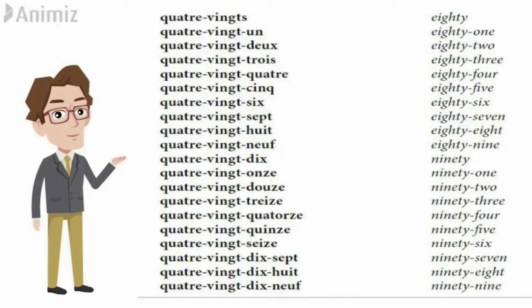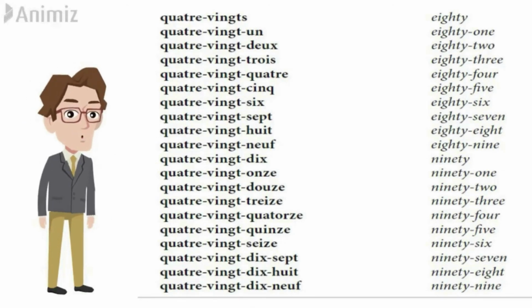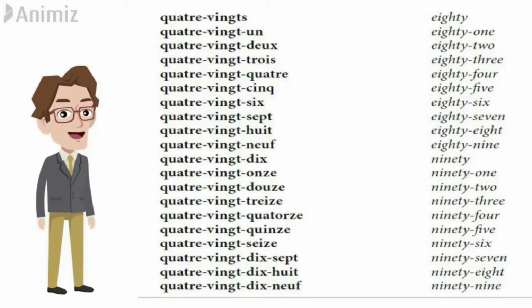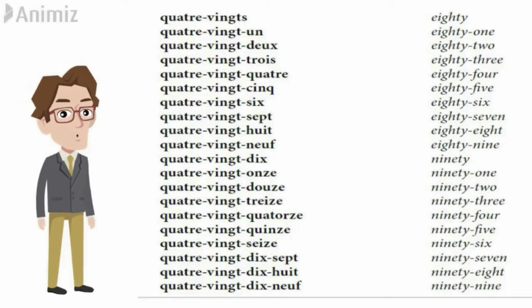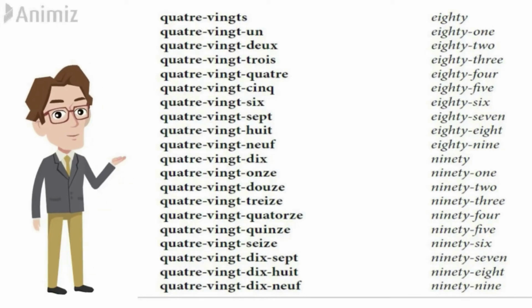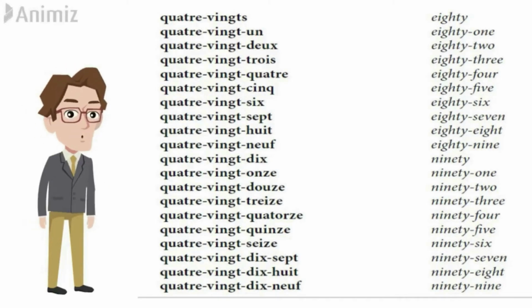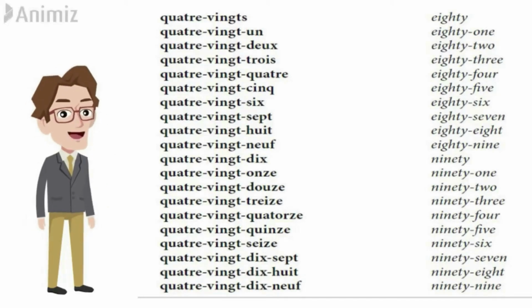Now we will add 4, 20 and 11. So quatre-vingt-onze, quatre-vingt-douze, quatre-vingt-treize, quatre-vingt-quatorze, quatre-vingt-quinze, quatre-vingt-seize, quatre-vingt-dix-sept, quatre-vingt-dix-huit, quatre-vingt-dix-neuf. In the 90s we just have 4, then 20, means 4 times 20 plus 11, 12, 13, 14, etc. Okay.